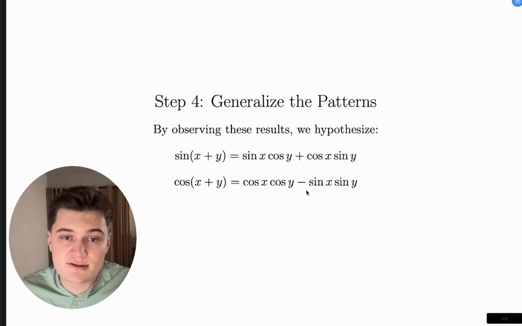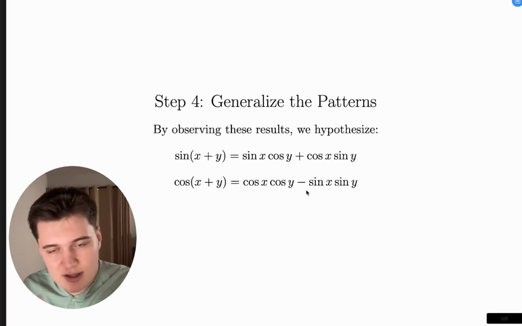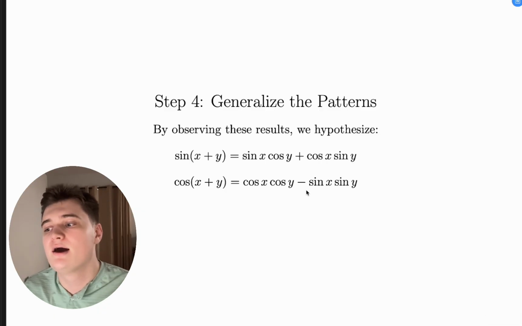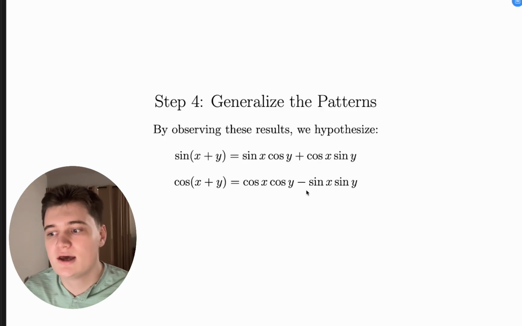And by observing these results, we can conclude that sine of x plus y equals sine x cosine y plus cosine x sine y, and cosine of x plus y equals cosine x cosine y minus sine x sine y.